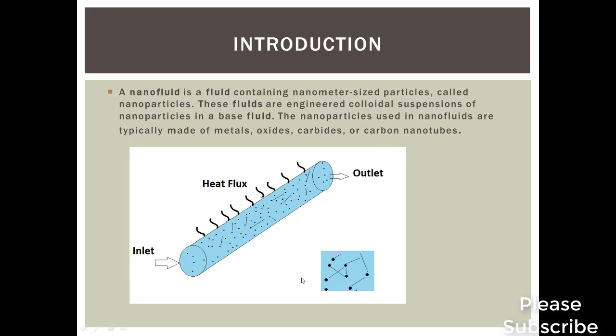I have zoomed in on the picture, where the different nanoparticles have different directions of motion when compared to the base fluid, which flows predominantly in a single direction, whereas the particles have very differential or discrete motion, and the heat flux is applied on this surface. What is the significance of the volume fraction of the nanoparticles in the base fluid, and how does it increase the heat transfer coefficient? All of that will be discussed in this video.